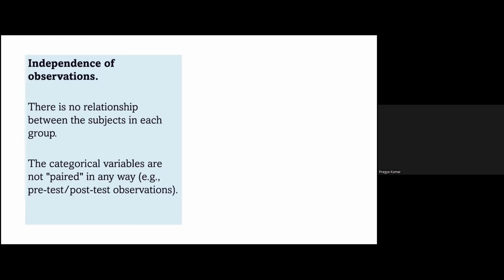So can we say that the independence of observation assumption is met here? Pradeep is writing yes. Okay, anybody else? So ideally the answer will be no, because they are related to each other. Husband and wife, they are related to each other in many things.